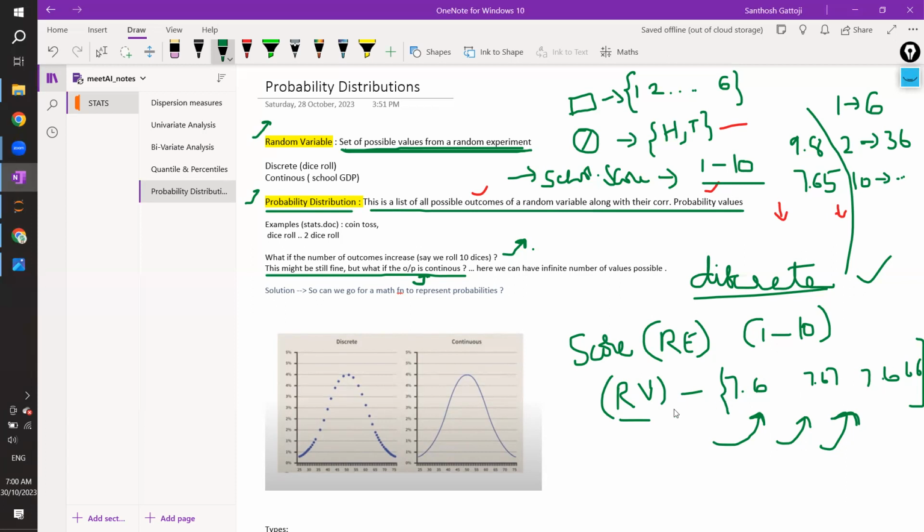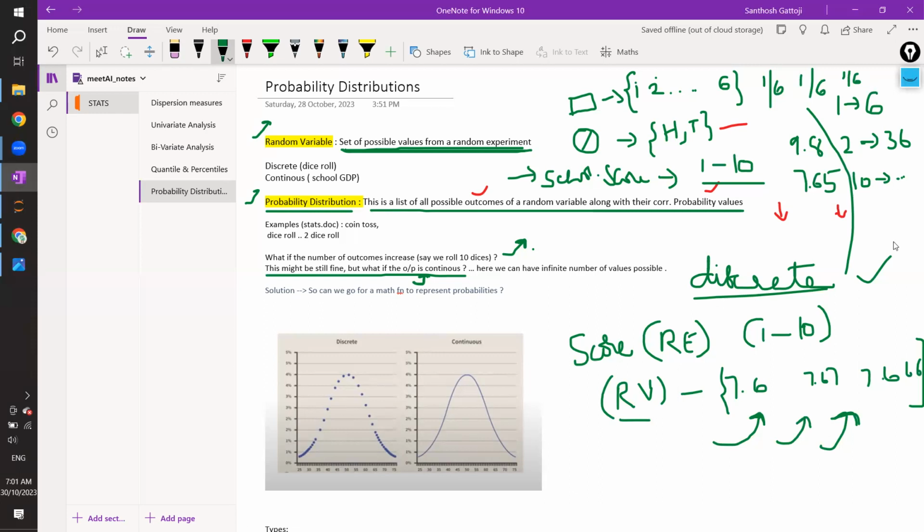See here, guys. If you are rolling a dice, you get 6 possible outcomes. And what is the probability of each outcome? The probability of 1: 1 is repeating one time, by total outcomes 6. Probability of 2: 2 is also repeating one time, total outcomes are 6. Similarly, 3 is repeating one time, total outcomes are 6. Like that, every outcome's probability is 1 by 6.